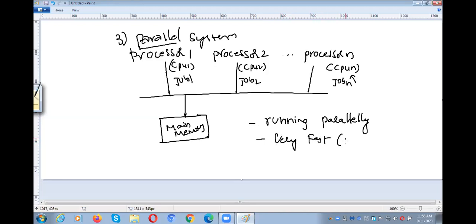That means usually we call it throughput. Throughput means the number of tasks executed per second, or per unit time. It needs to be more. Whenever the throughput is more, automatically system performance will be more. So I will give you a simple example so that you can understand.